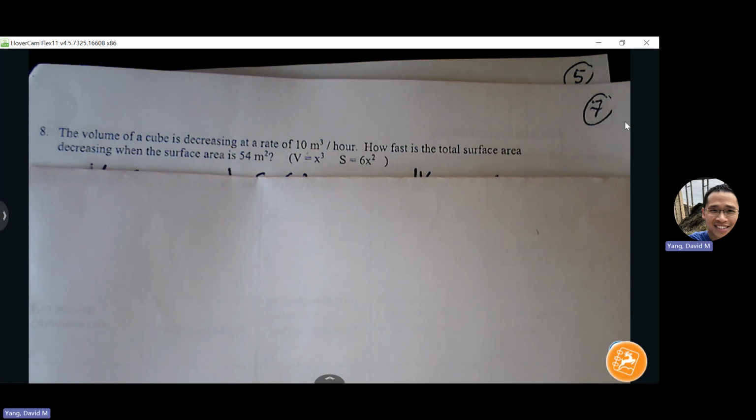Okay, we'll continue working through our packet. We got through most of pages 1 and 2. And next, page 7. Okay, this is a volume surface area problem, much like volume of a sphere. Same process, we find the derivative, we just plug information in. So why don't we try number 8?